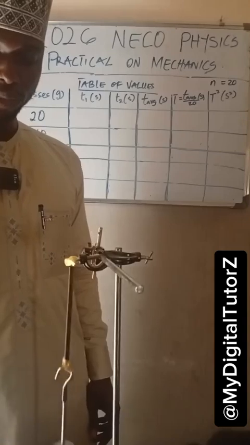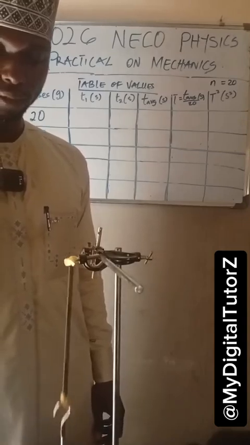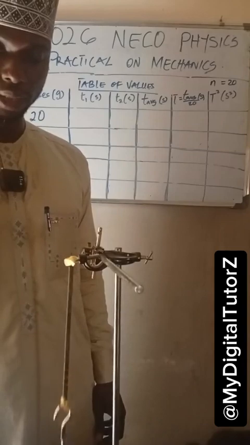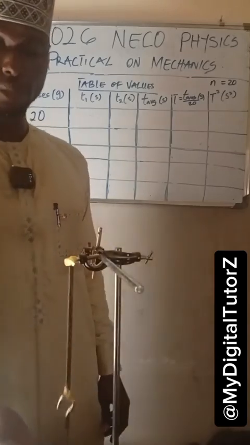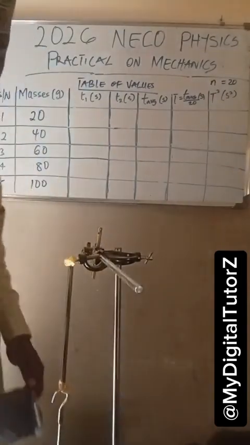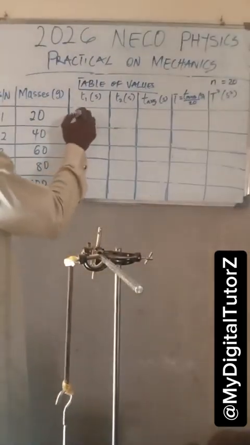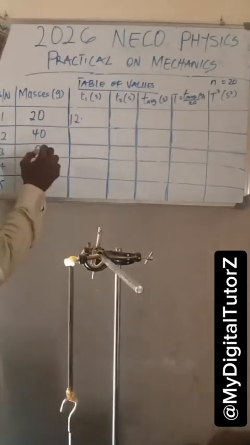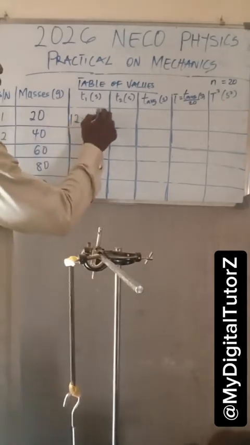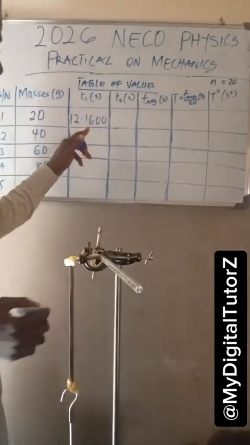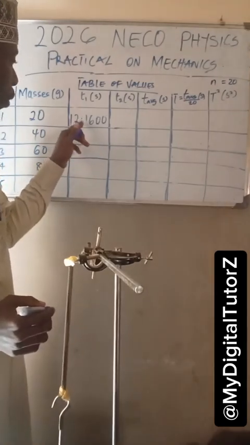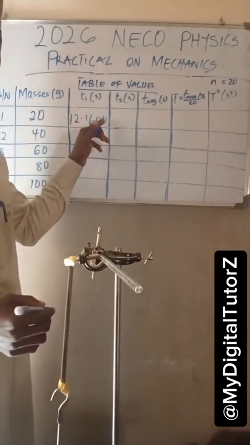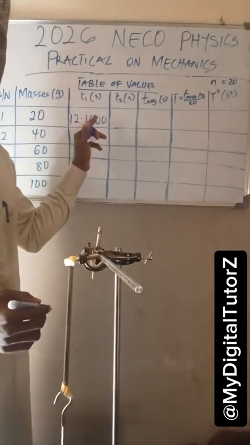1, 2, 3, 4, 5, 6, 7, 8, 9, 10, 11, 12, 13, 14, 15, 16, 17, 18, 19, 20. So I stop at 20, and my time here is 12.1600. As you can see, what I actually had was 12.16, but I put additional 2 zeros to make it 4 decimal places.